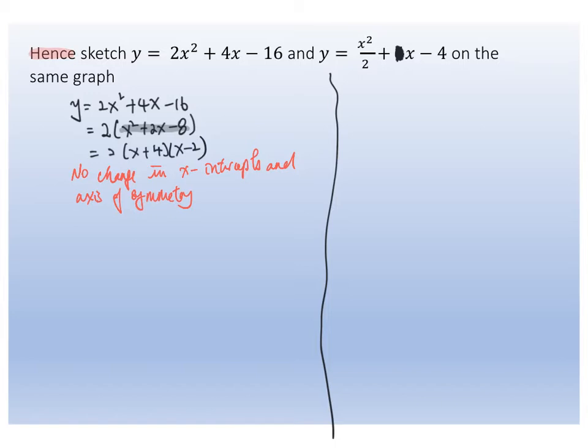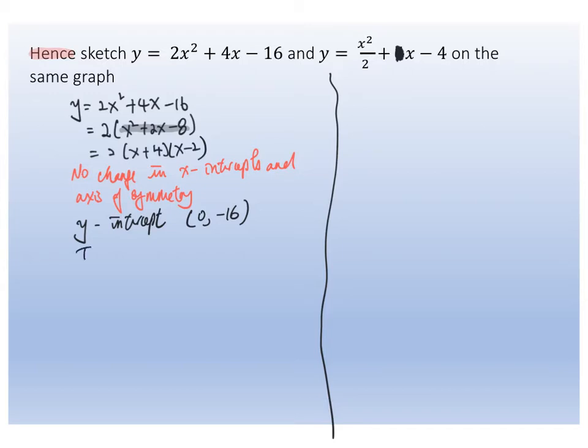So the only change is the y-intercept. The y-intercept is actually 0, minus 16. Actually, it's not the only change. There's another change. The shape will be narrower since the 2 is a dilation factor, so it will be narrower. And the turning point will change.